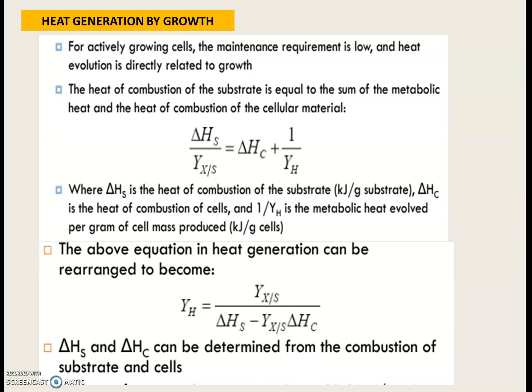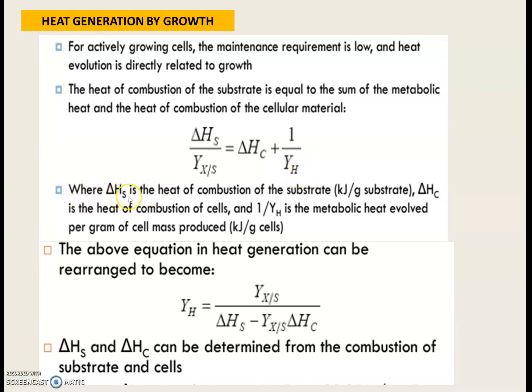Next is heat generation by growth. For actively growing cells, the maintenance requirement is low, and heat evolution is directly related to the growth. The heat of combustion of the substrate is equal to the sum of metabolic heat and the heat of combustion of the cellular material. It can be given by this equation: delta H_S over Y_XS, equals delta H_C of the cell plus 1 over Y_H.